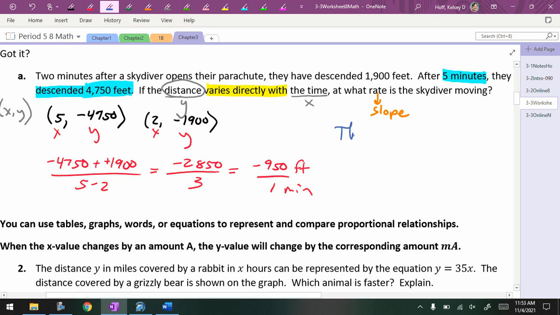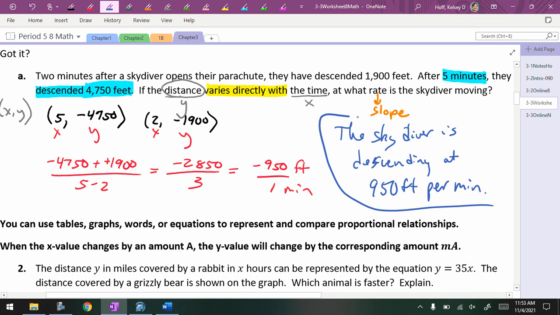Descending. The skydiver is descending at 950 feet per minute. So looking for that phrase, varies directly with, will help you line up which one's the x and which one's the y.